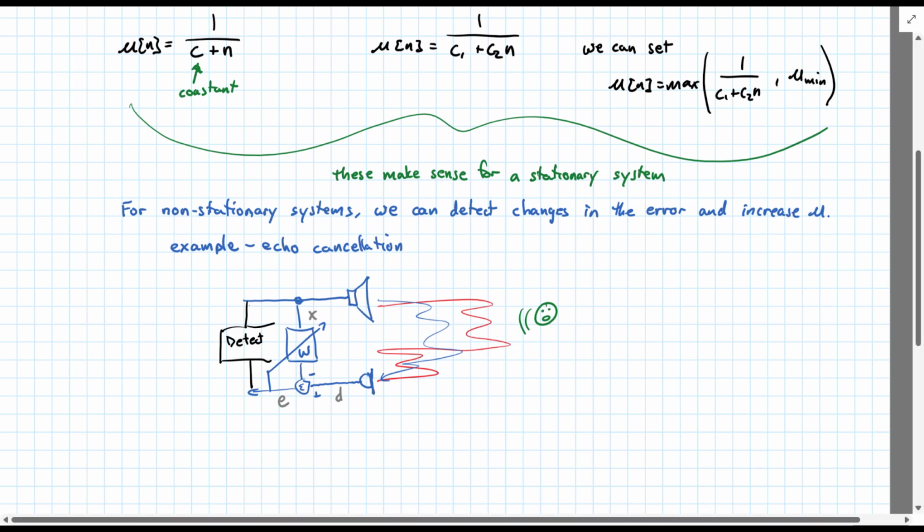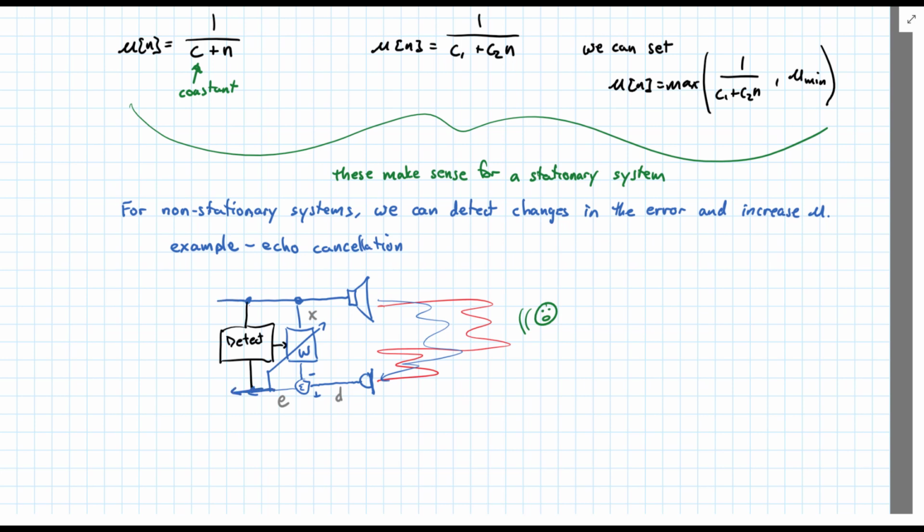I'll just put the word detect in there and explain it. We want to detect when the green man here is speaking and stop the adaptation of the filter. When he is not speaking, we allow the adaptation to continue. So we'll monitor the input signal and the output signal, and there are various algorithms that are used to do this that we won't talk about right now.